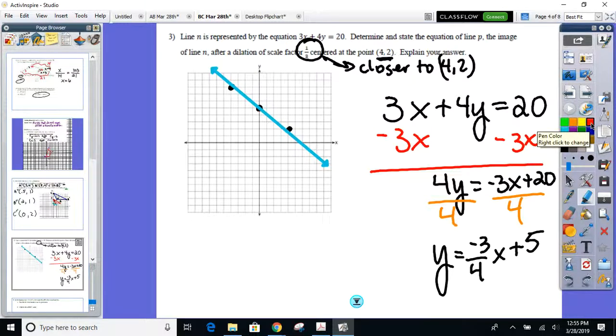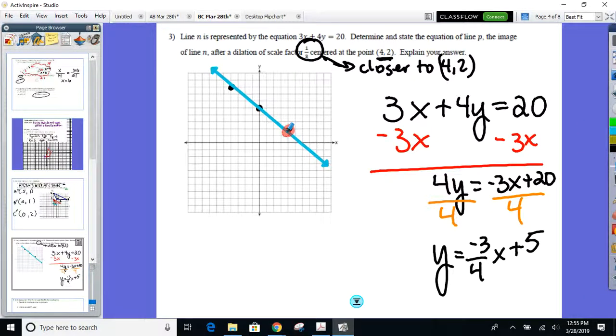All right. We just discussed all these points are going to get further or closer away to 4,2? Closer. Why don't we find out where 4,2 is? Go ahead, find out where 4,2 is. Where's 4,2 located? All right, let's discuss here now.